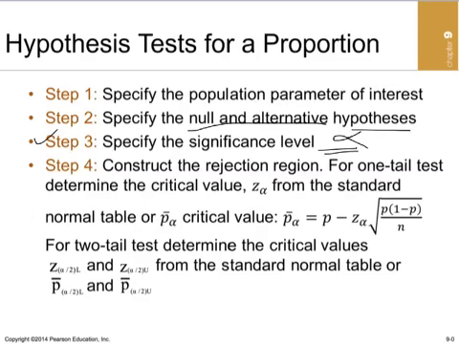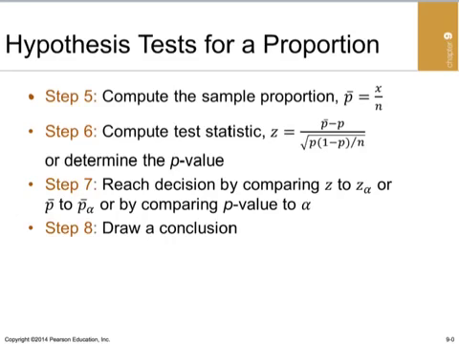Construct the rejection region for one-tailed test. Determine the critical value Z alpha. If it's a two-tailed test, it would be Z alpha over 2. And then we could go ahead here for the two-tailed test. We have these two values right here. One is negative and one is positive. Then step 5, we compute the sample proportion from our data. Sometimes it's given to us. And then we compute the test statistic Z.